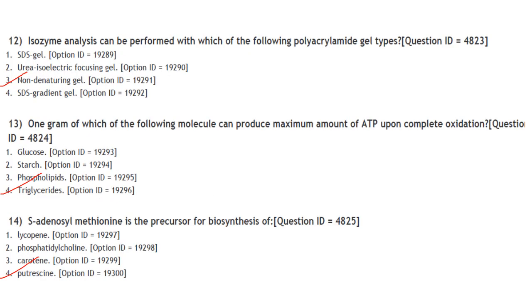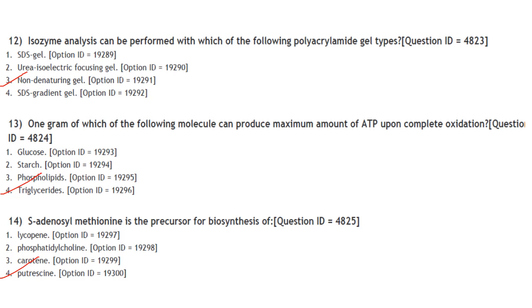Then isozyme analysis can be performed with which of the following polyacrylamide gel types? So isoenzymes are a group of enzymes that catalyze the same reaction but have different forms and catalytic efficiencies, and they are usually distinguished by their electrophoretic mobility. By choosing native or non-denaturing PAGE system, you can separate proteins based on their size, shape and net charge of their native structure while preserving their function and activity. So non-denaturing gel. Answer is option 3.